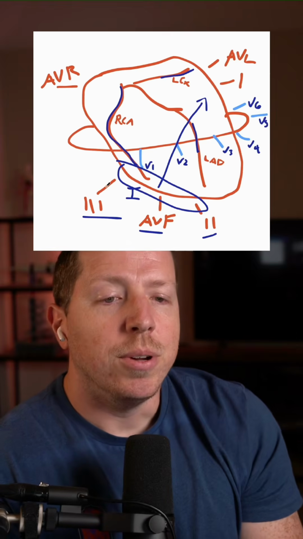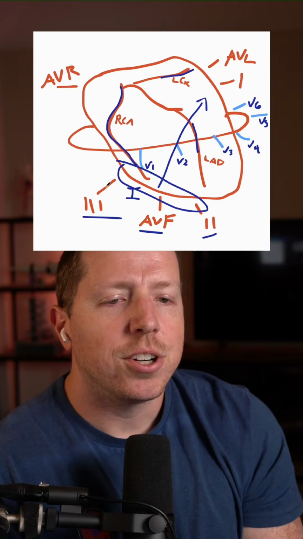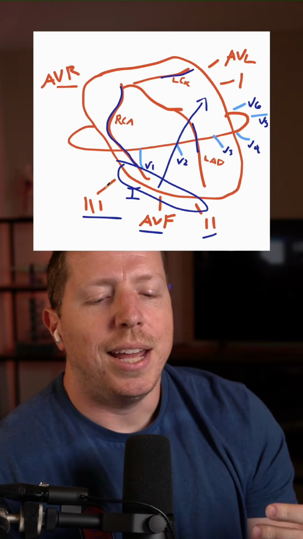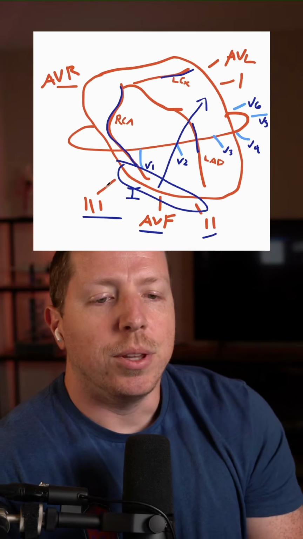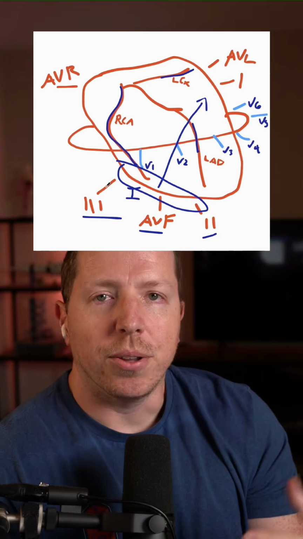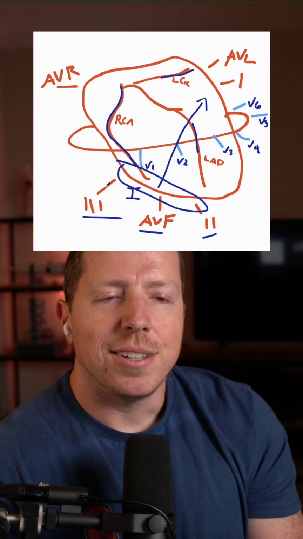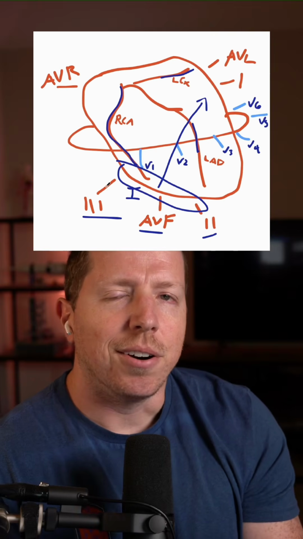And with that, we are afraid of a right ventricular infarction. Of course, we can confirm with a right-sided ECG, but with the information that we have here, we're going with RCA. Now, the bonus question is why is this patient bradycardic as well?